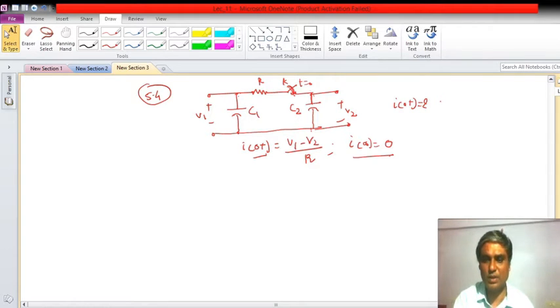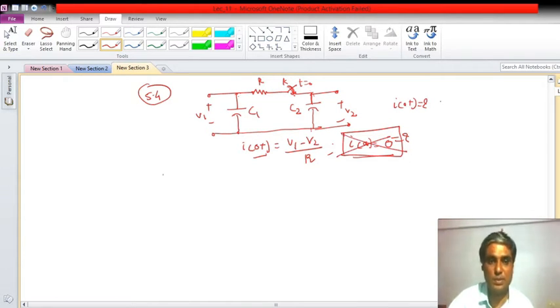I'll leave this exercise to you. Tell me whether I have purposely written i(infinity) equal to 0, whether it is right or wrong. So you verify and tell me.